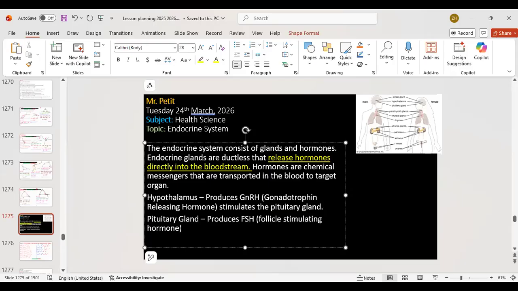It also produces LH, which is luteinizing hormone. Then you have also ICSH, which is basically LH, but just an older name. And also TSH. TSH is what we find in the thyroid gland. Well, it stimulates the thyroid gland to produce thyroxine.